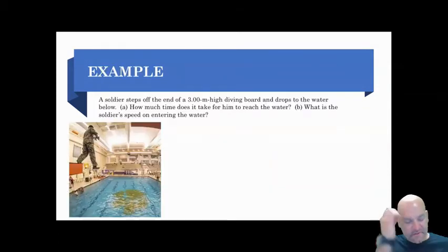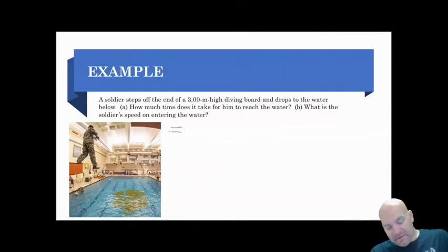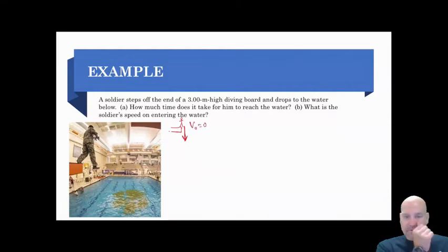All right, so let's look at some examples. A soldier steps off the end of a 3-meter high diving board and drops to the water below. How much time does it take for him to reach the water, and what is the soldier's speed on entering the water? If you think about it, you've got your soldier up here, right? They're going to step off, which tells you that their initial velocity will be 0. It's like a drop situation.